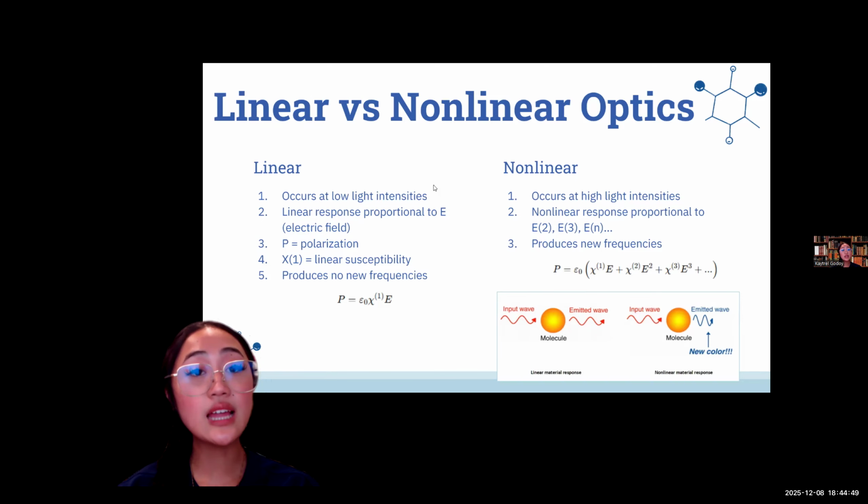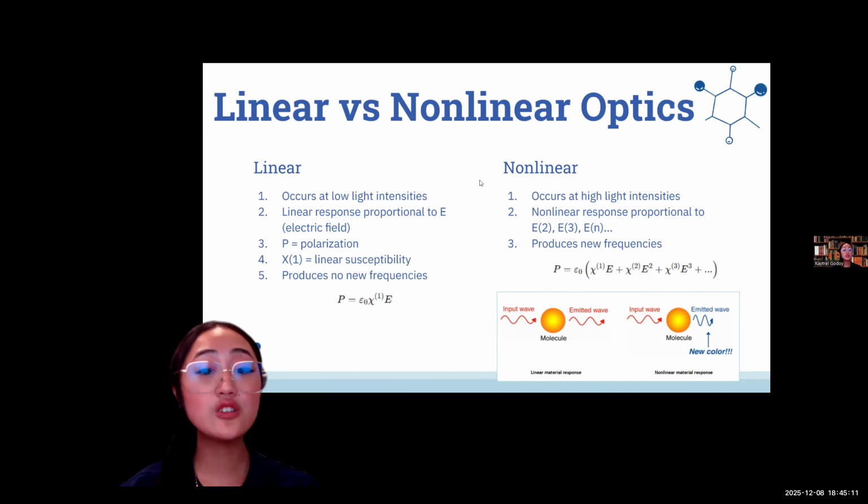Now we're going to look at the equation for linear optics and define its terms. P is polarization, this funny looking E is epsilon zero, and that represents the vacuum permittivity. X1 is really chi1, a Greek symbol, and that represents linear susceptibility, and E is the electric field.